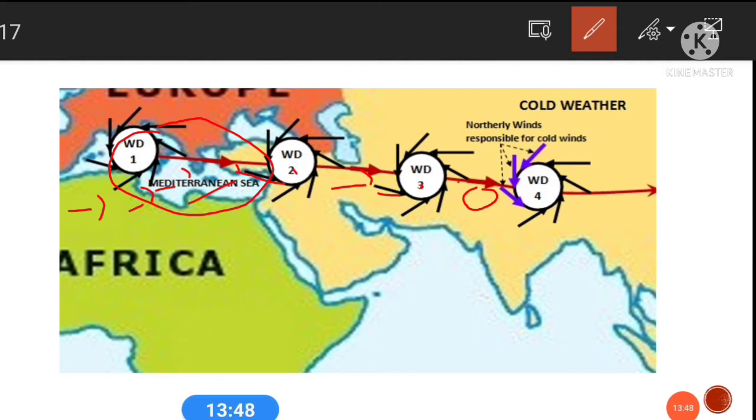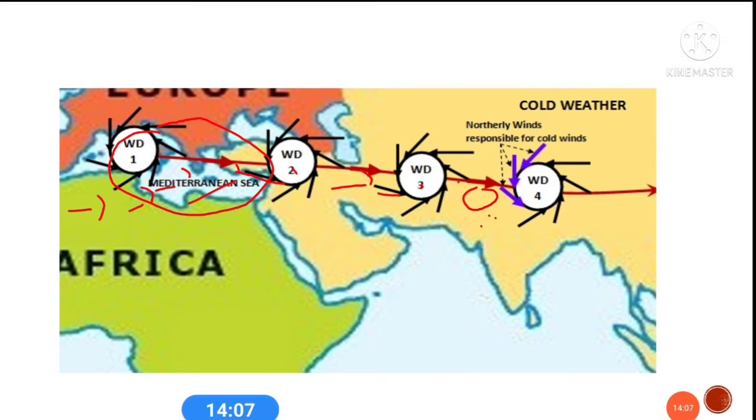From the western side, it's a kind of tropical wind that blows over these northern plains of India in the winter season. Due to this, some amount of rainfall occurs in the states of Punjab, Haryana and some parts of Rajasthan. So it helps in the cultivation of wheat.